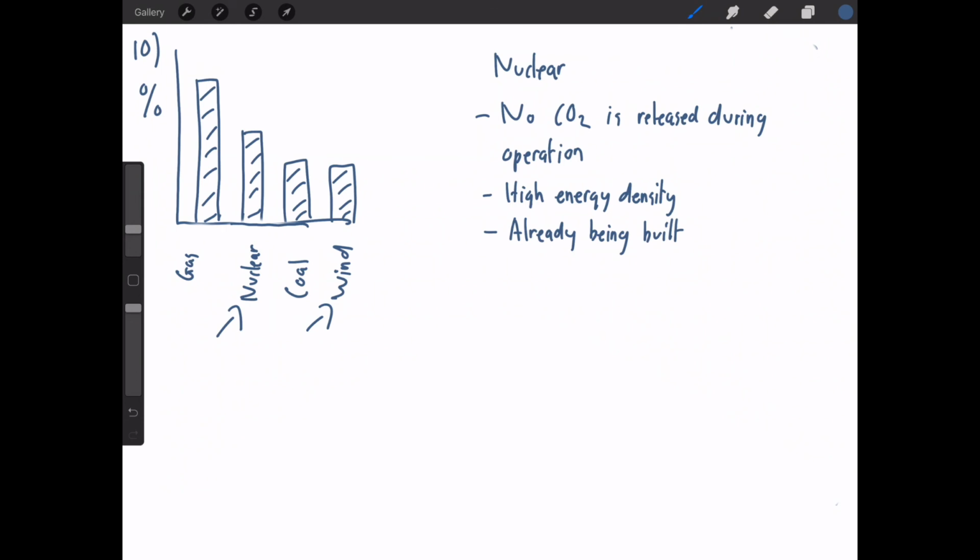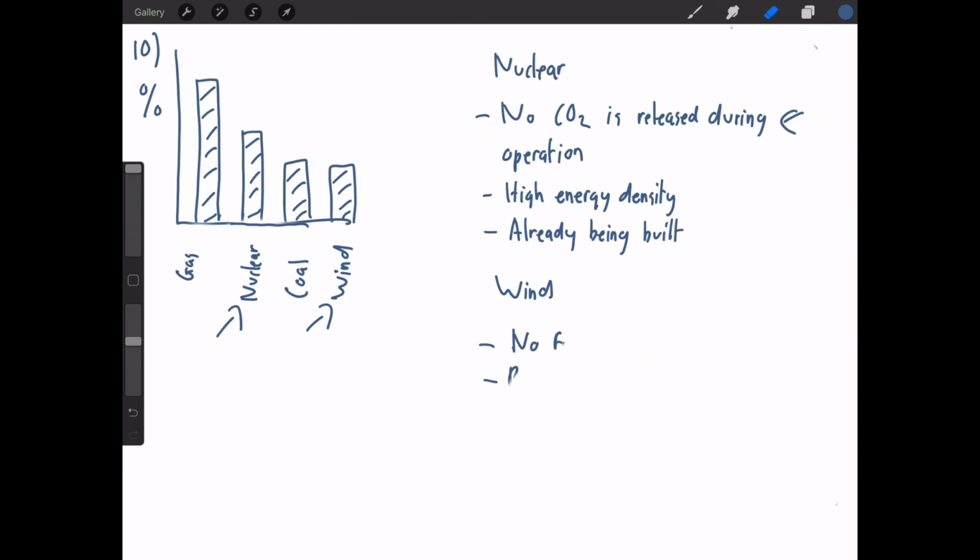The other one from here is of course the wind. Again, no CO2 is released, so that's just the same as nuclear. Other advantages of wind though: there's no fuel cost. We don't pay for the wind, whereas there is with nuclear power. And you can say it's a renewable. Nuclear power is not a renewable source. It does require fuel, so don't say that for nuclear.